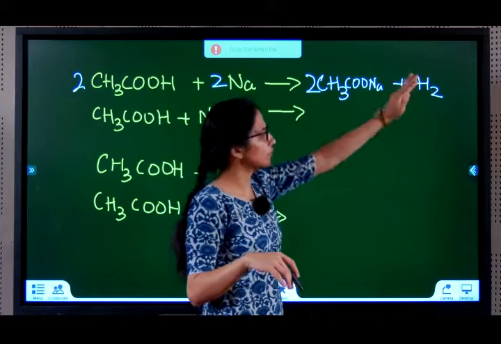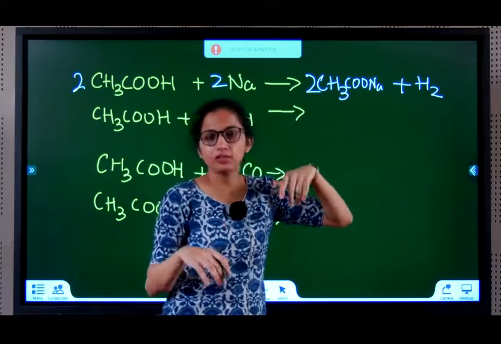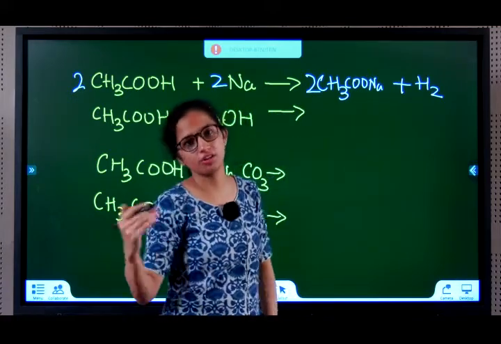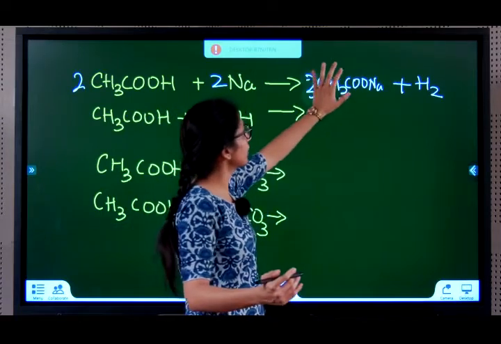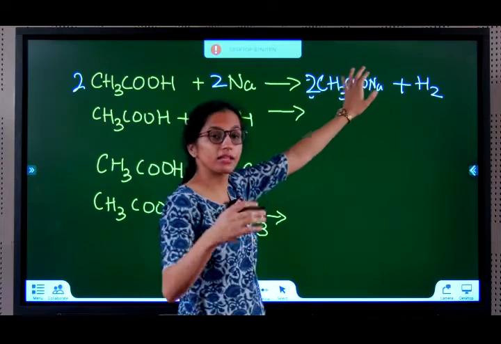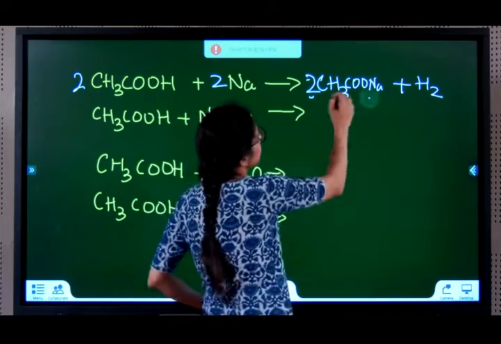I told you, if you remove H from a carboxylic acid, the group becomes an -OH group. We already studied that under nomenclature. So if I remove the Na here, ethanoic acid becomes ethanoate. So sodium ethanoate.